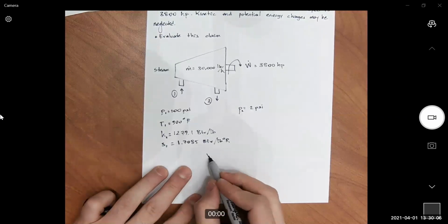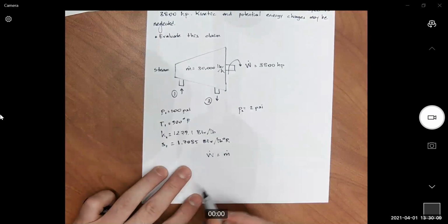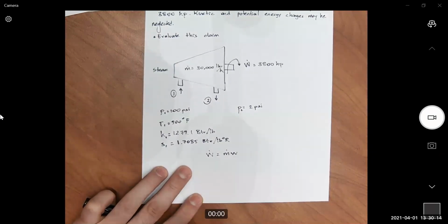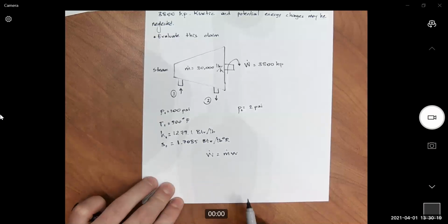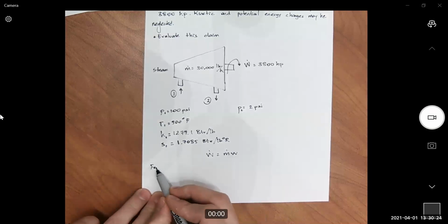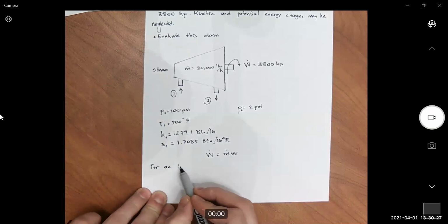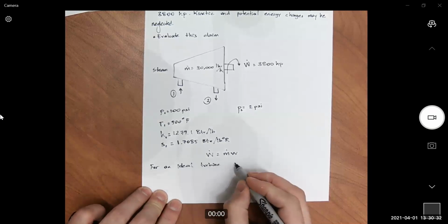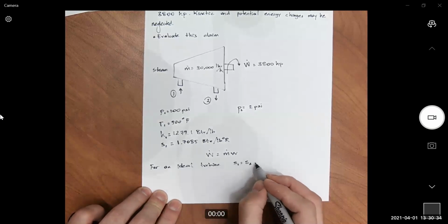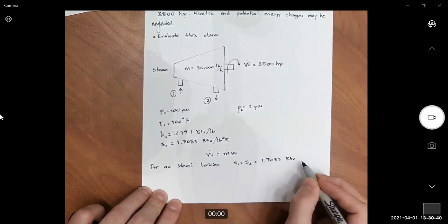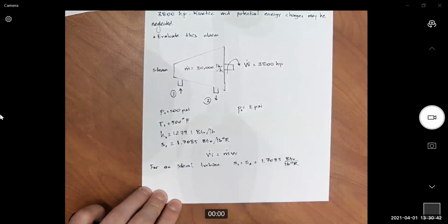Okay. Total work is mass flow rate times specific work, right? From one state to another, in this case, inlet to exit. For an ideal turbine, S1 equals S2, which is 1.7085 BTU/(lb·°R).